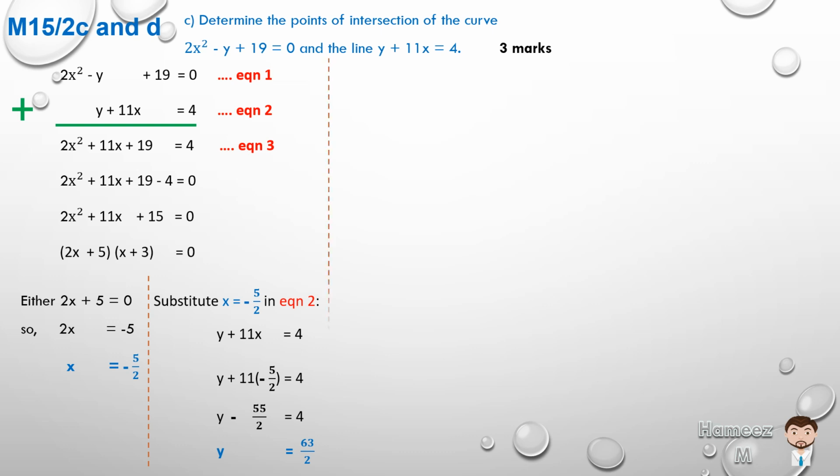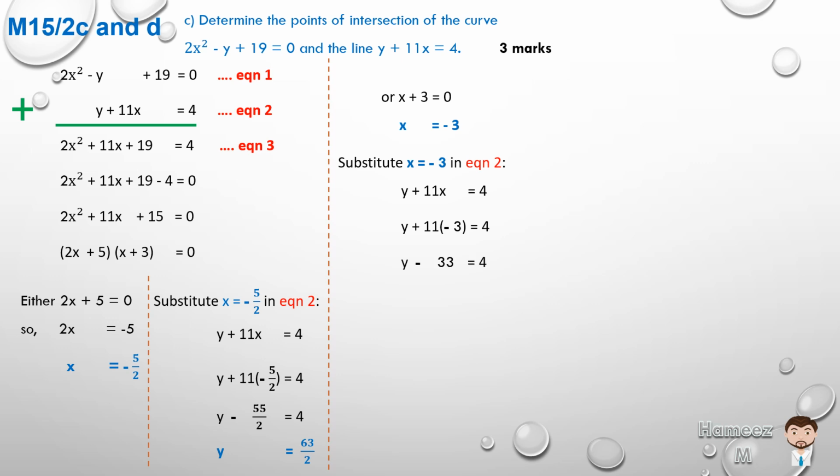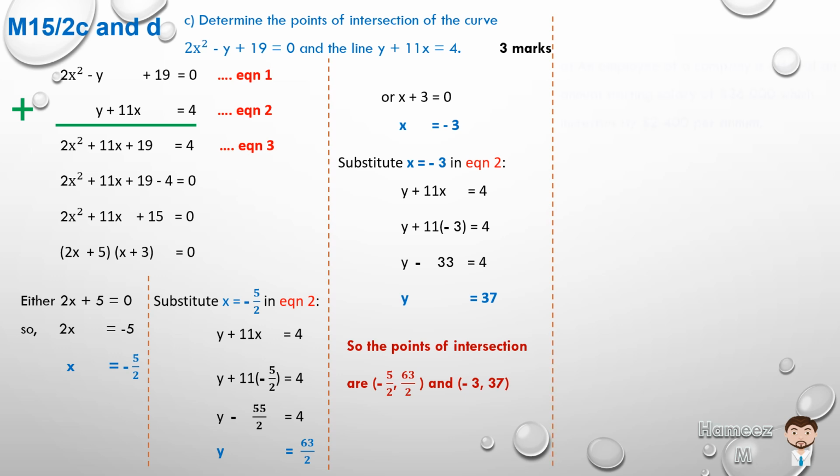And now, let's look at the other bracket. x plus 3, that has to be equal to 0, so x is equal to minus 3. And if we substitute x equal to minus 3, just as we did before in equation 2, we're going to get y plus 11x equal to 4. So y plus 11 times minus 3 is equal to 4. And that gives us y minus 33 is equal to 4, so y is equal to 37. So the 2 points of intersection are minus 5 on 2, 63 on 2, and minus 3, 37.